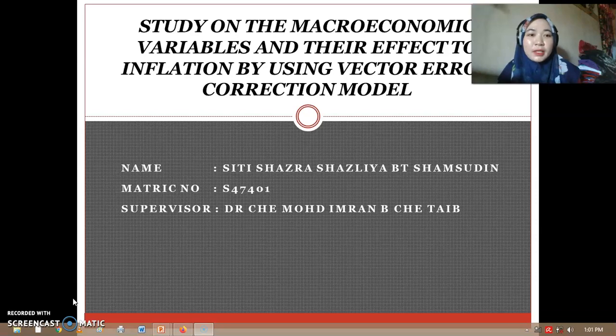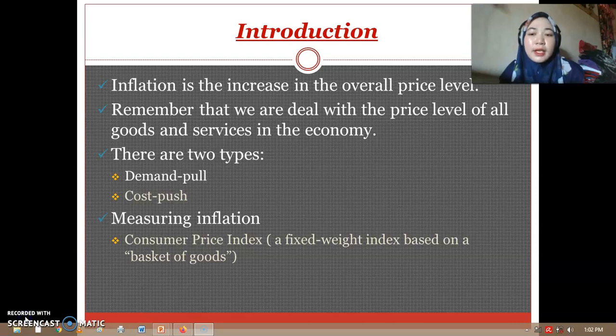Today I will present my final year project, which is a study on the macroeconomic variables and their effects on inflation by using vector error correction model. As you know, inflation is one of the important components in measuring the economic stability of the country, while macroeconomic variables such as money supply and exchange rate influence inflation.